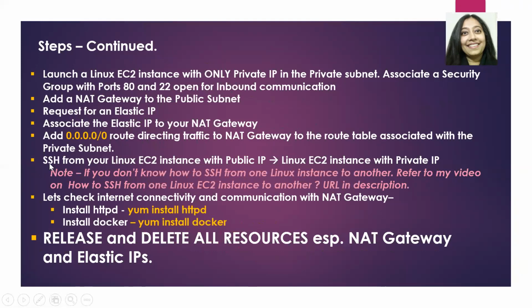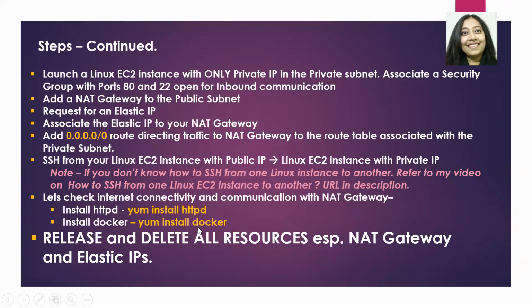And then finally, one of the things that we will do is this step. We will SSH from our public EC2 instance to our private EC2 instance. If you don't know how to SSH from one Linux EC2 instance to another, please refer to my video on how to SSH from one Linux EC2 instance to another. I will have the URL posted in the description of this video. Once we have successfully SSH'd from our public EC2 instance to our private EC2 instance, we will go ahead and install HTTPD and Docker.